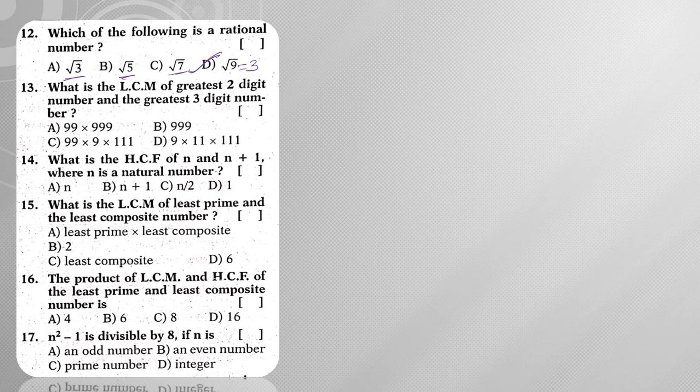Next, what is the LCM of the greatest 2-digit number and the greatest 3-digit number? So what is the greatest 2-digit number? The greatest 2-digit number is 99 and the greatest 3-digit number is 999. Now we need to find out the LCM of these two numbers.